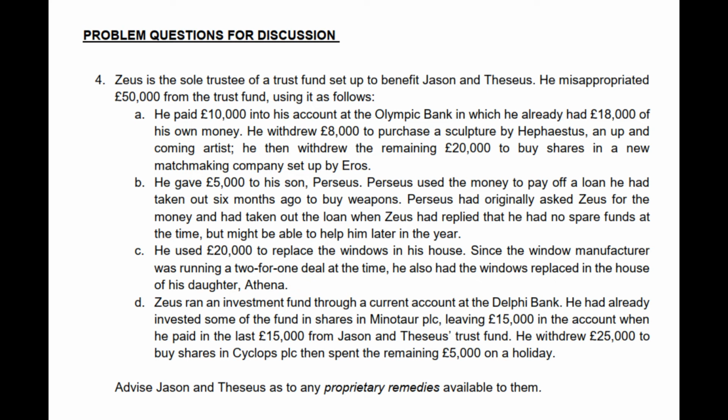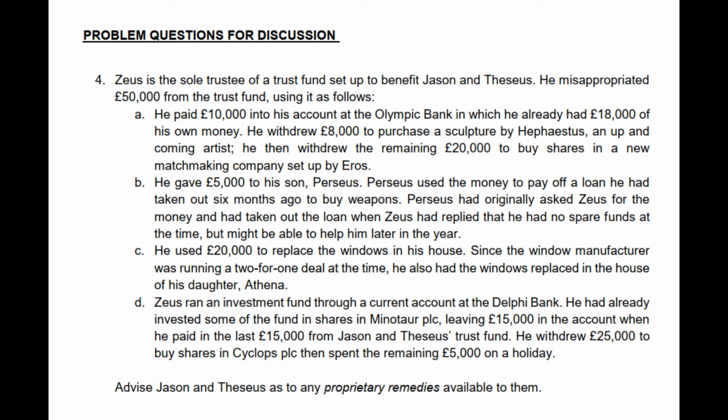The next issue is that Zeus gave £5,000 to his son Perseus. Perseus used the money to pay off a loan he'd taken out 6 months ago to buy weapons. Perseus had originally asked Zeus for the money and had taken out the loan when Zeus had replied that he had no spare funds at the time, but might be able to help him out later in the year. So this is the issue of a loan. The money was paid off, so it's a question of backwards tracing.